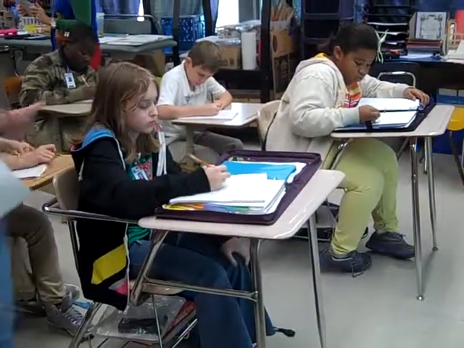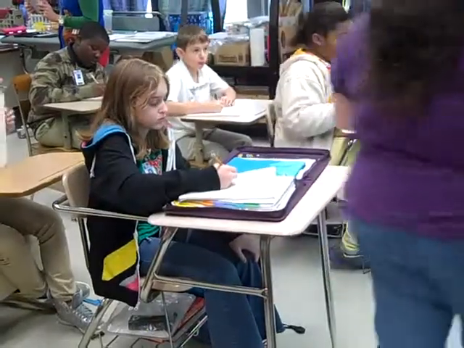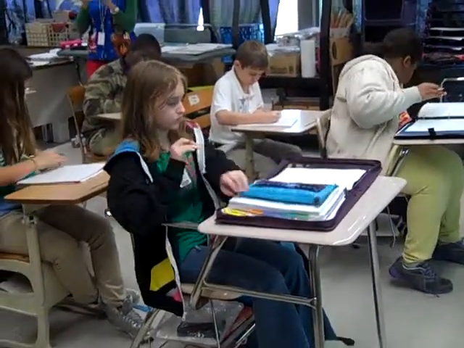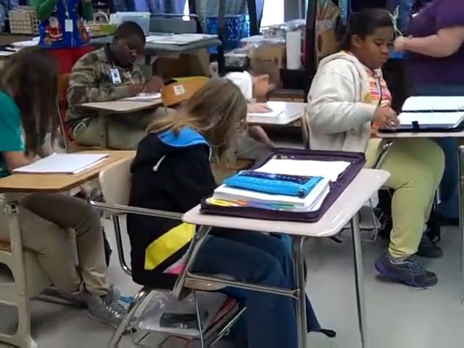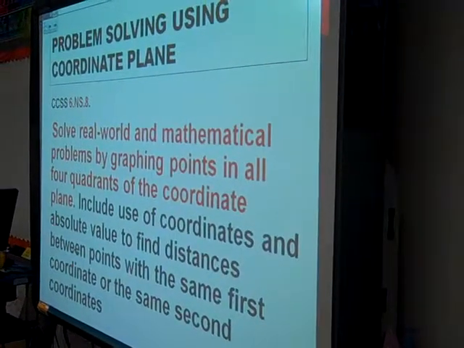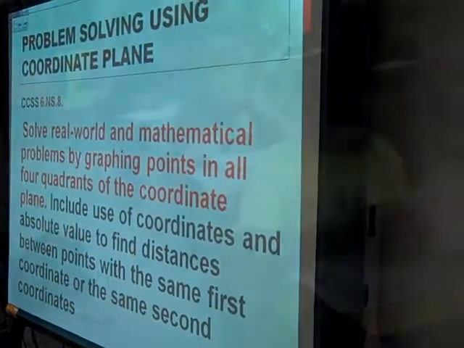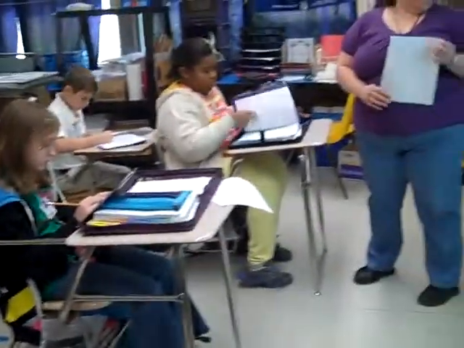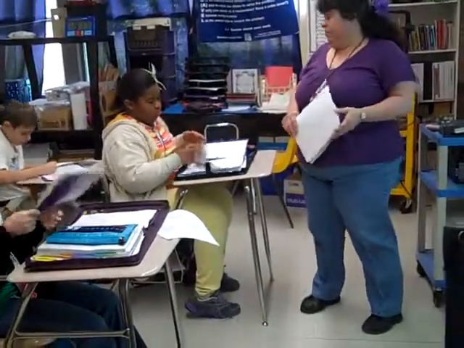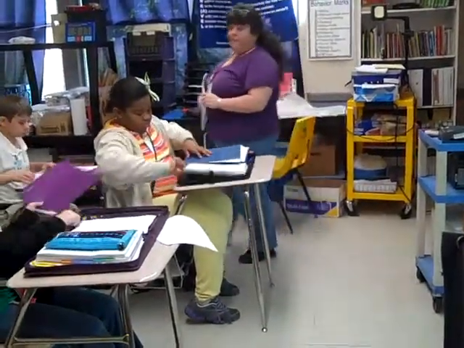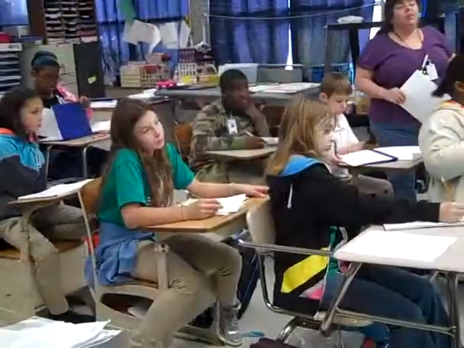Once you're done, go ahead and flip it over. Get your purple folders out. And here's our objective for today. Today we're going to solve real world problems and mathematical problems by graphing points in all 4 quadrants. We'll be plotting graph points in all 4 quadrants of the plane, and finding distances.